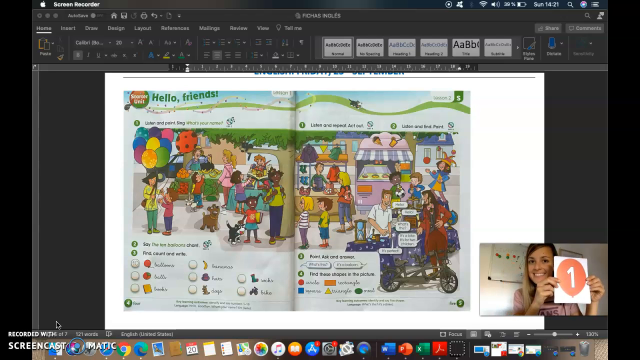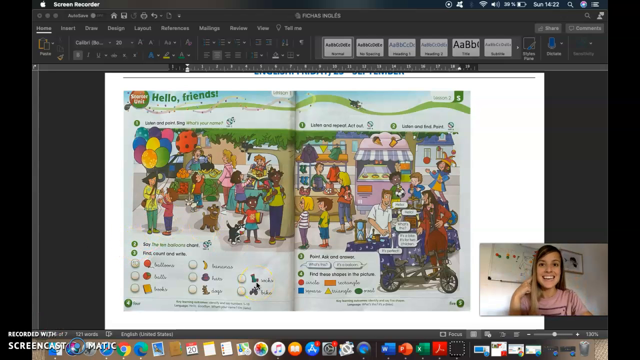1, red. 2, blue. 3, yellow. 4, green. 5, brown. 6, orange. 7, pink. 8, purple. 9, black. And the last one, number 10, white. Repeat, 10, white. Fantastic. Now we're gonna do the activity number 2.